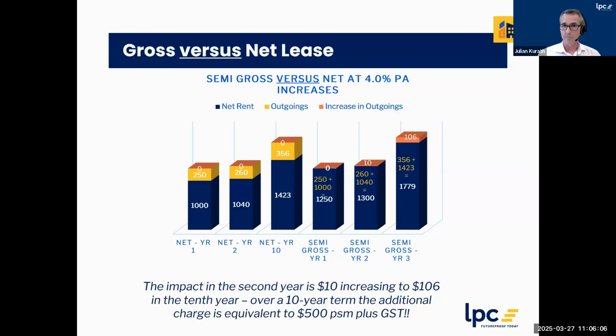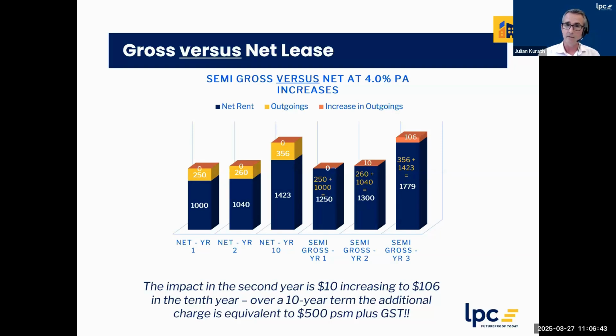This is calculated, for example, by taking $260, the outgoings shown in yellow on the second year and on the second bar, and deducting it from the first year's outgoings, being the first bar or the base year. So in year 2, there's a $10 increase in outgoings payable under a semi-gross lease. Now, assuming the base year remains unchanged at the $250, each subsequent year, the increase in outgoings also increases, so that in the 10th year, the increase in outgoings equates to $106.